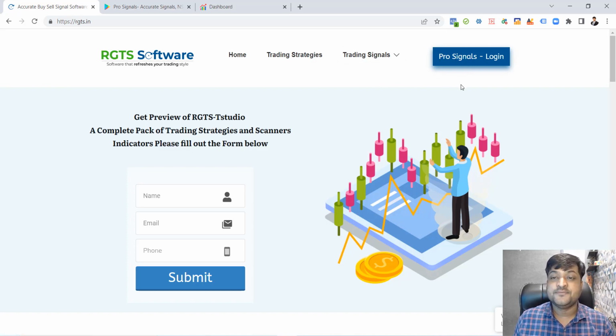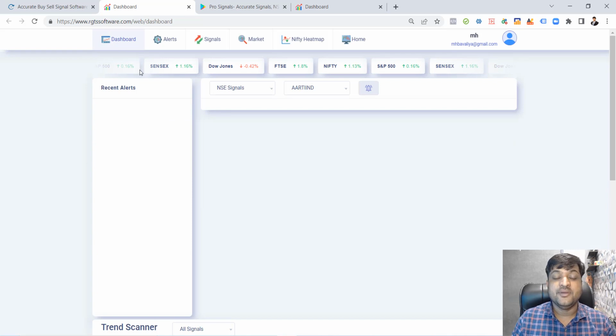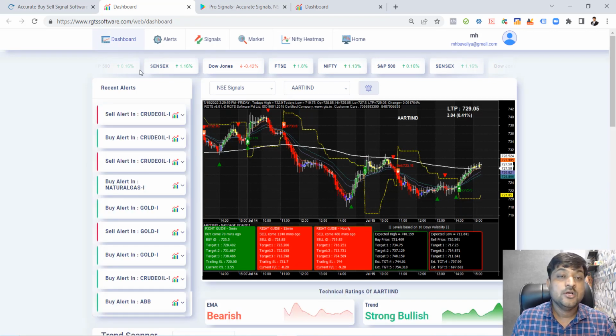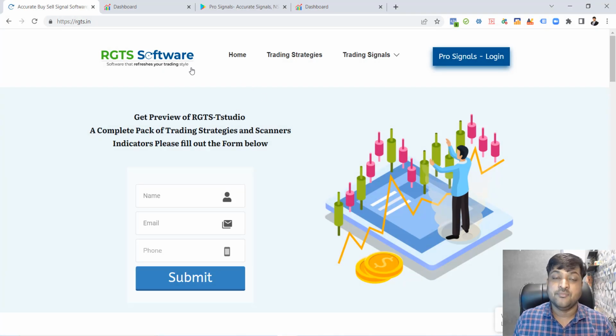So if you want to use the website, you have to log in on the www.rgts.in website. There is one option, Pro Signal login. If you click on the Pro Signal login, you are redirected to the login page. Right now I am already logged in, so the home page is coming now, right? If you don't have the application, either Pro Signals or Pro Signal web, you just log in or sign up from your Android phone as well as from the website.